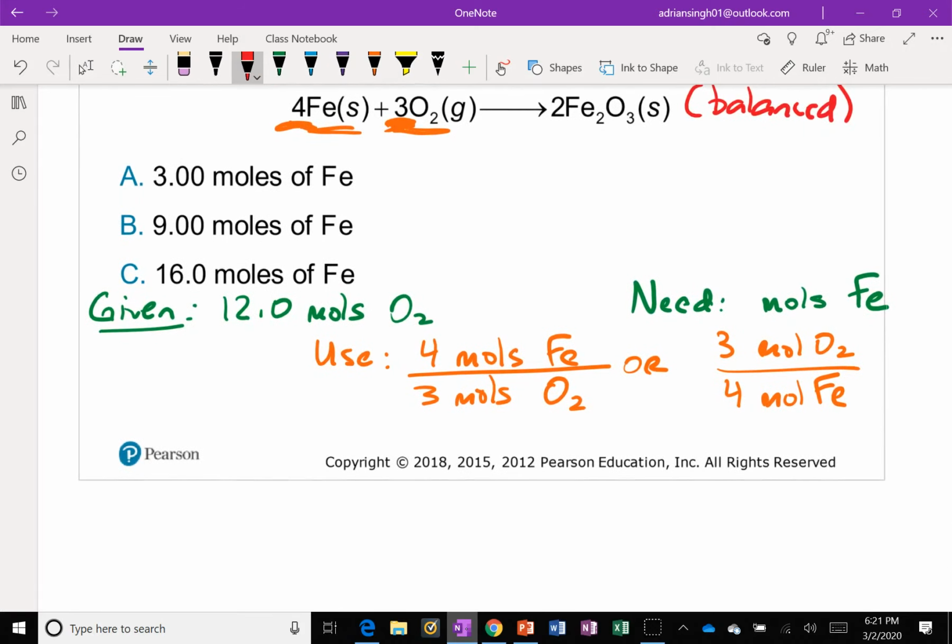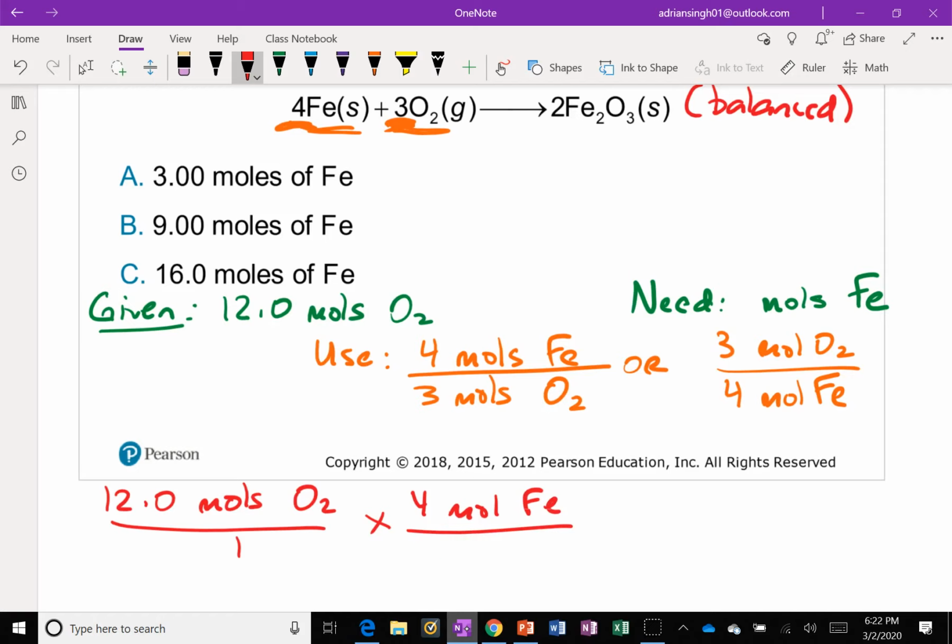All right, so let's see. Let's set this up. We have our 12.0 moles of O2. All right, I want to end up with moles of iron, so that means I'm going to use this one. Agreed? Yes, because the unit I want is on top. By default, the unit I want to cancel is going to be on the bottom. So 4 moles of Fe for every 3 moles of O2. Moles of O2 cancel. All right, and that's going to give me, do a little quick math. Hopefully it's right this time. 16 moles of Fe.